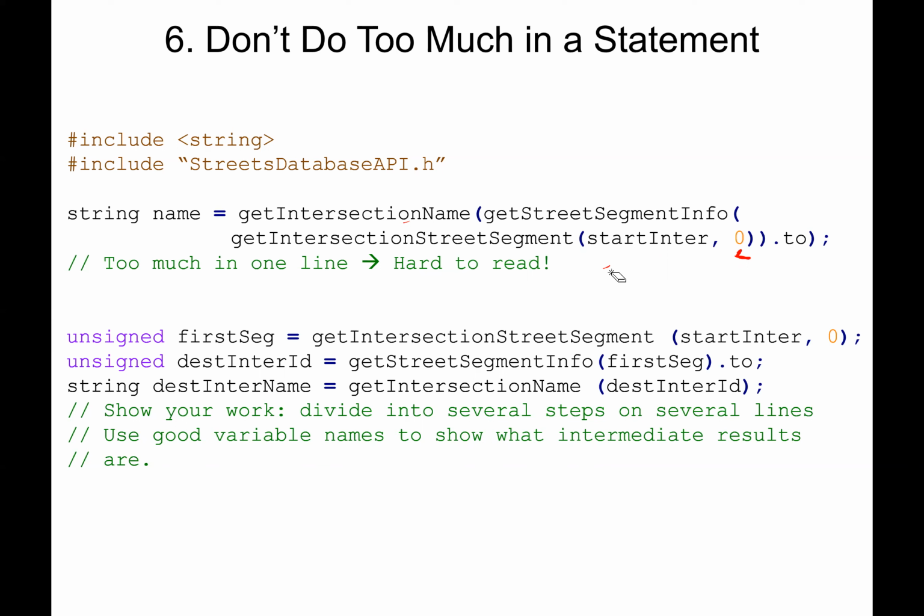These lines are more clear. I've basically broken it down into a few steps. So get a first segment, get the destination intersection, and then get the name of that intersection. So this is a case where breaking a long statement up into pieces is going to help me.